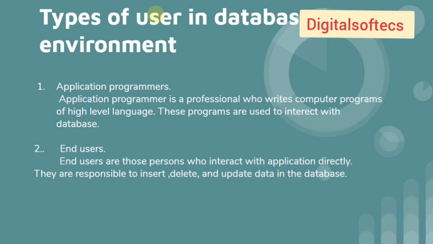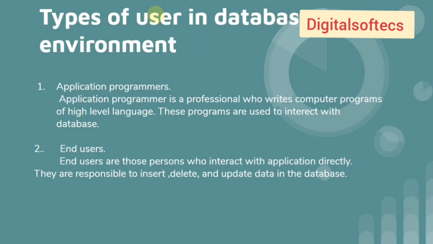The application programmer is a professional who writes computer programs in high level languages. These programs are used to interact with a database, like a DBMS. So the DBMS is written by the application programmer, and it really helps us to interact with the database. The programmer has vast knowledge of computer languages such as C++, SQL, and Java. We have a large number of languages.